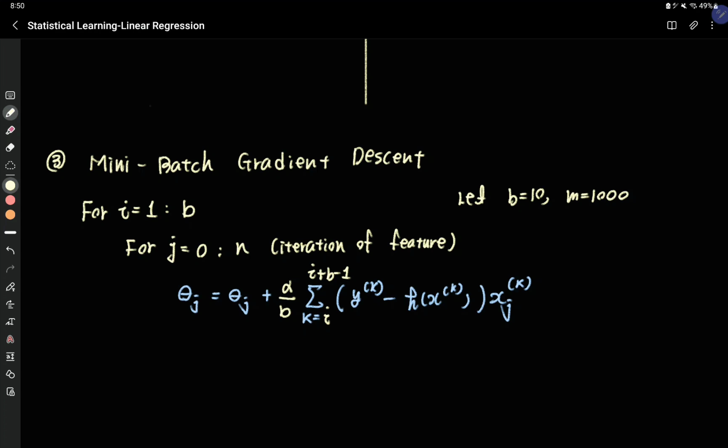The ultimate value of b all depends on the application, but this mini batch gradient descent must be faster than the BGD, and more stable than the SGD. Okay, that's all for today.